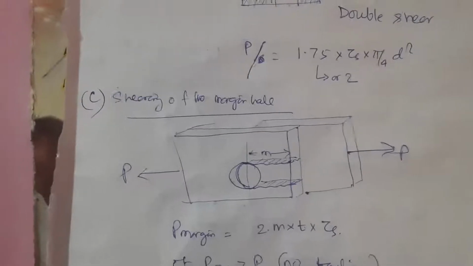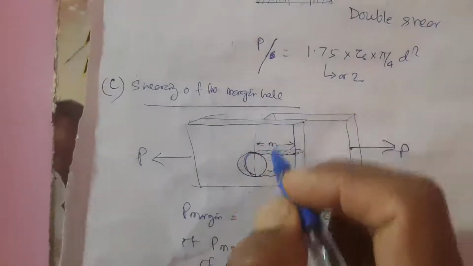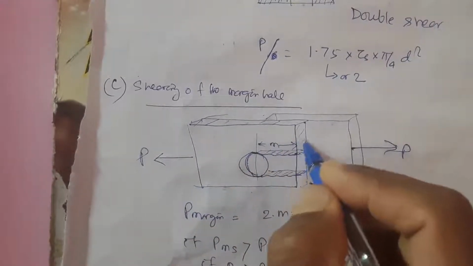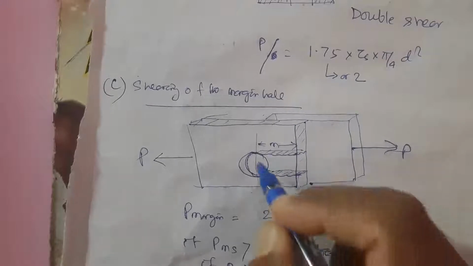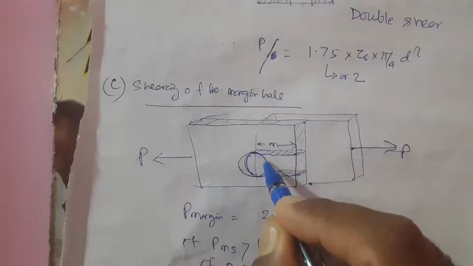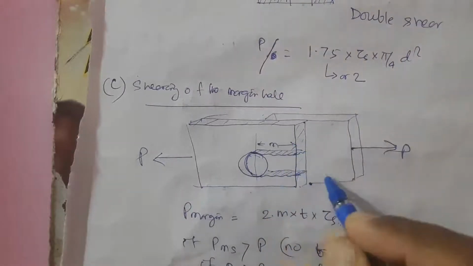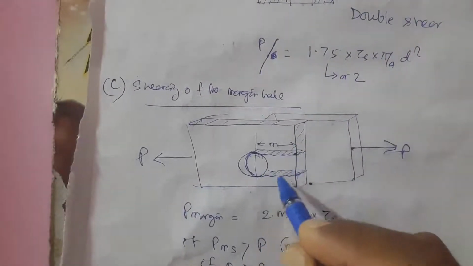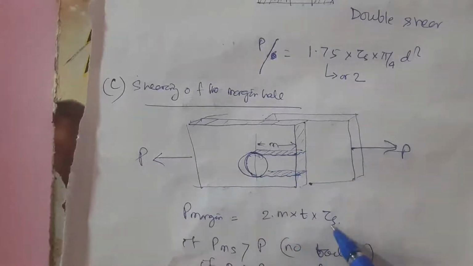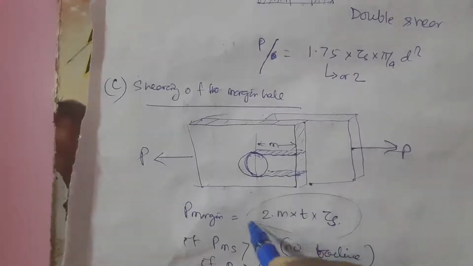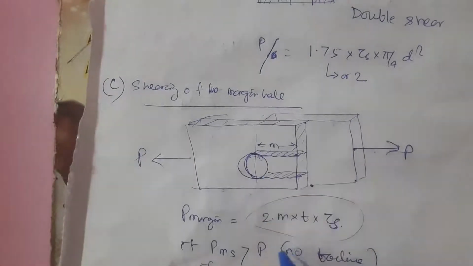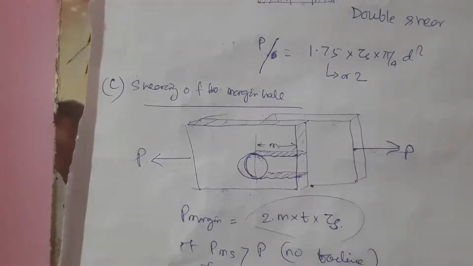Then we talk about the shearing of the margin holes. If you think of this as a joint, with the top plate and the bottom plate joined, and there is one rivet, and if the rivet is too close to the edge, it will shear. The margin will be M on this side and M on this side, and the area will be M into T, so 2M into T, and this is the shear. If the load P is greater than the PMS we calculated, then the failure will happen, otherwise it will not fail.